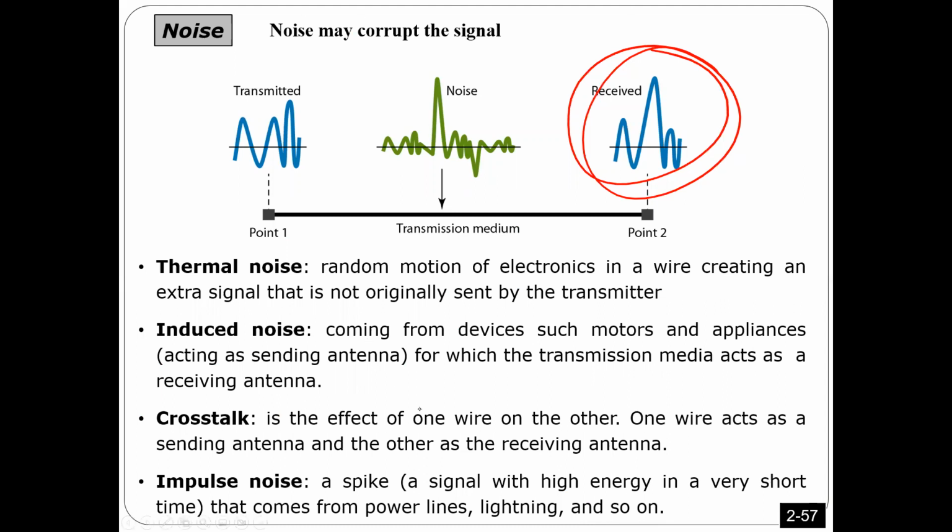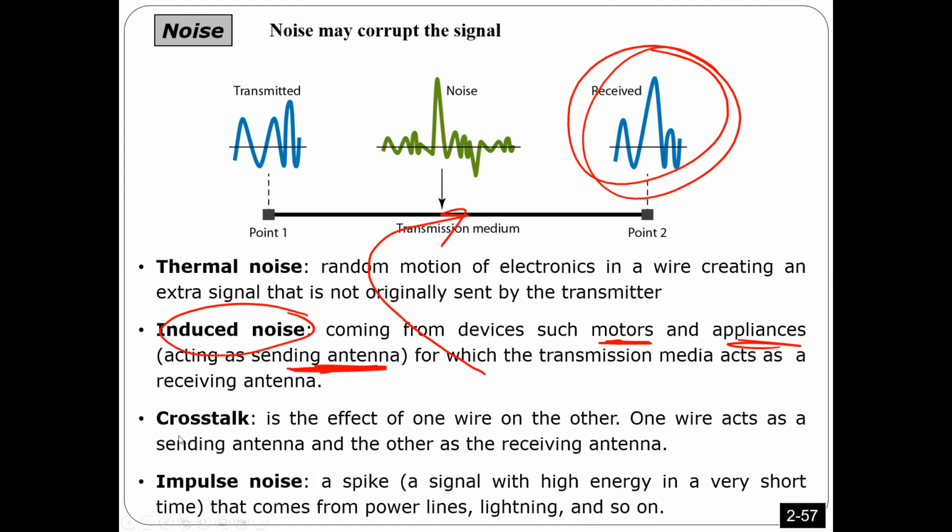So the reason for this distortion, I already explained one reason: induced noise. Induced noise comes from devices such as motors and appliances. In our home, if you run a motor, all the appliances around us, even the projector, are going to be like transmitting antennas. They transmit an electromagnetic field around us. Because these appliances act as sending antennas, this is going to generate noise on the cable.